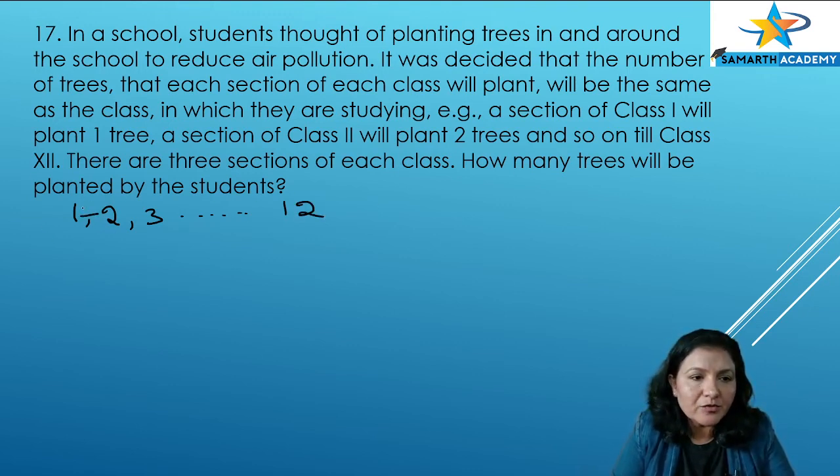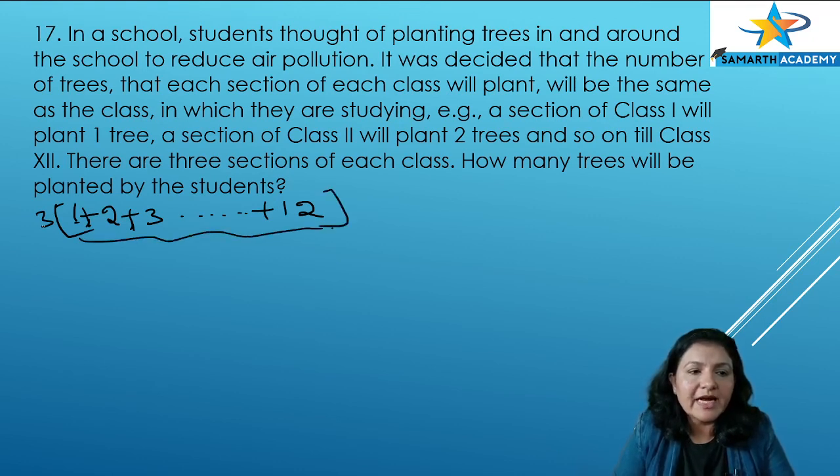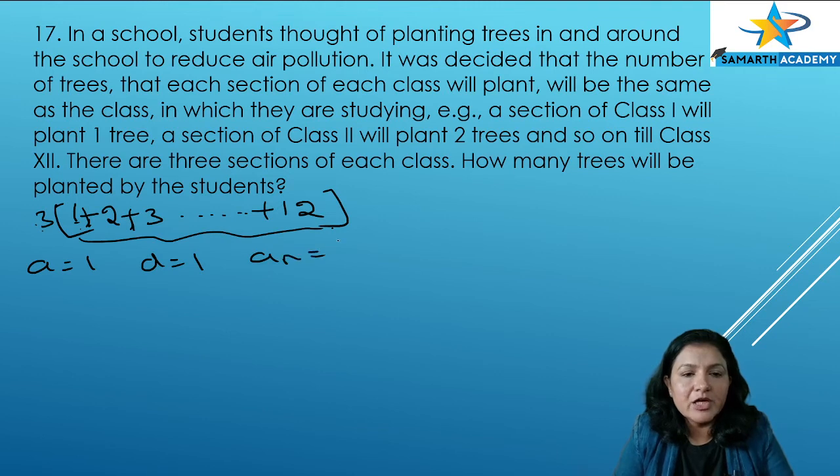So the total number of trees will be 1 plus 2 plus 3 and so on up to plus 12, and this will be multiplied by 3. So what we will do, we'll find the sum of this and multiply it with 3. So when I take this AP, here A is equal to 1, D is equal to 1 and the last term is 12 and also N is equal to 12.